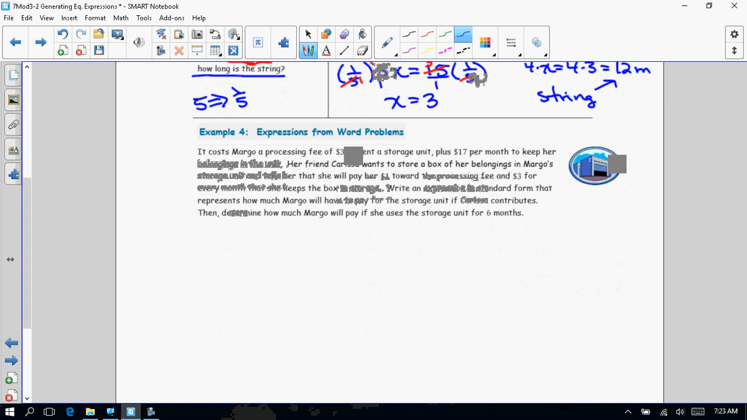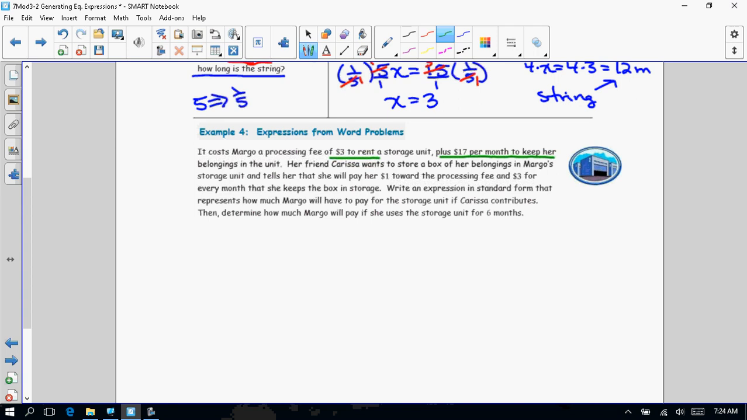All right, let's take a look at example 4. It costs Margot a processing fee of $3 to rent a storage unit plus $17 per month to keep her belongings in the unit. Okay, let's just talk about that. So it's $3 up front, and $17 per month to keep the belongings in the unit. Let's just keep reading.